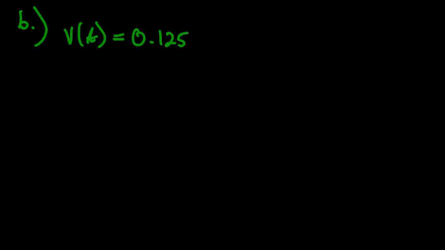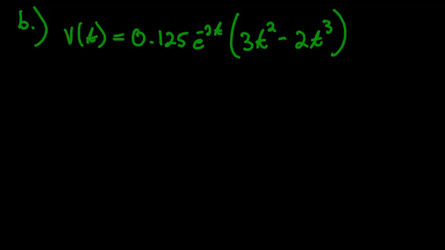So let's do b. Now we have v(t) is equal to 0.125 e to the minus 2t, which we factored out. So we're left with 3t squared minus 2t cubed. So this term, when we plug in t, will never go to 0.